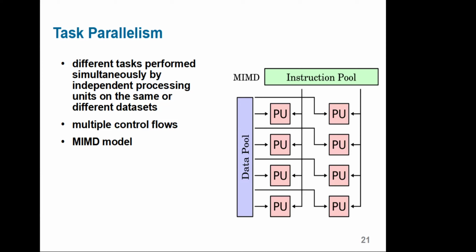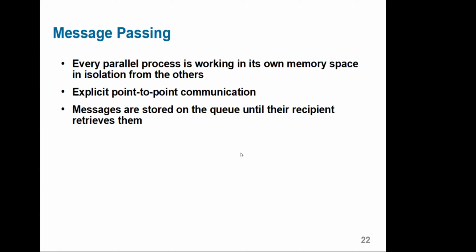I'll start with the one which is more difficult to implement, but maybe easier to understand, and that's message passing. Each of my processing units is executing some part of the algorithm, and in order to get the data, to communicate and coordinate, they send messages to one another. Every process has its own memory space, which also means that it can live on a different physical machine.